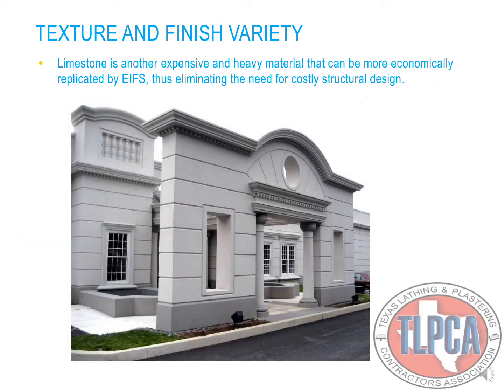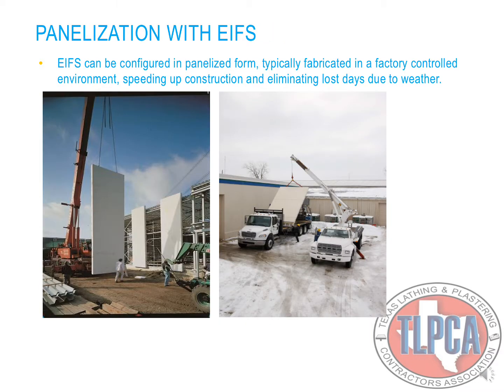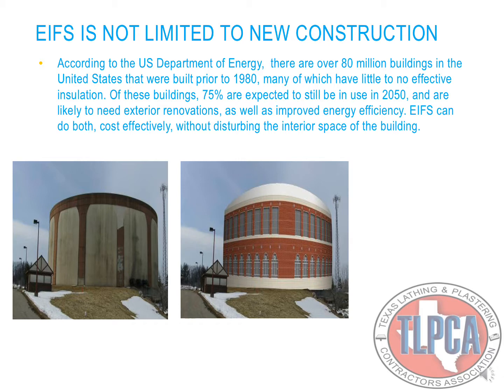Limestone is another expensive and heavy material that can be more economically replicated by EIFS, thus eliminating the need for costly structural design. EIFS can be panelized, fabricated in a factory-controlled environment, speeding up construction, and eliminating lost days due to weather. EIFS is an excellent option for restoration and not limited to new construction.